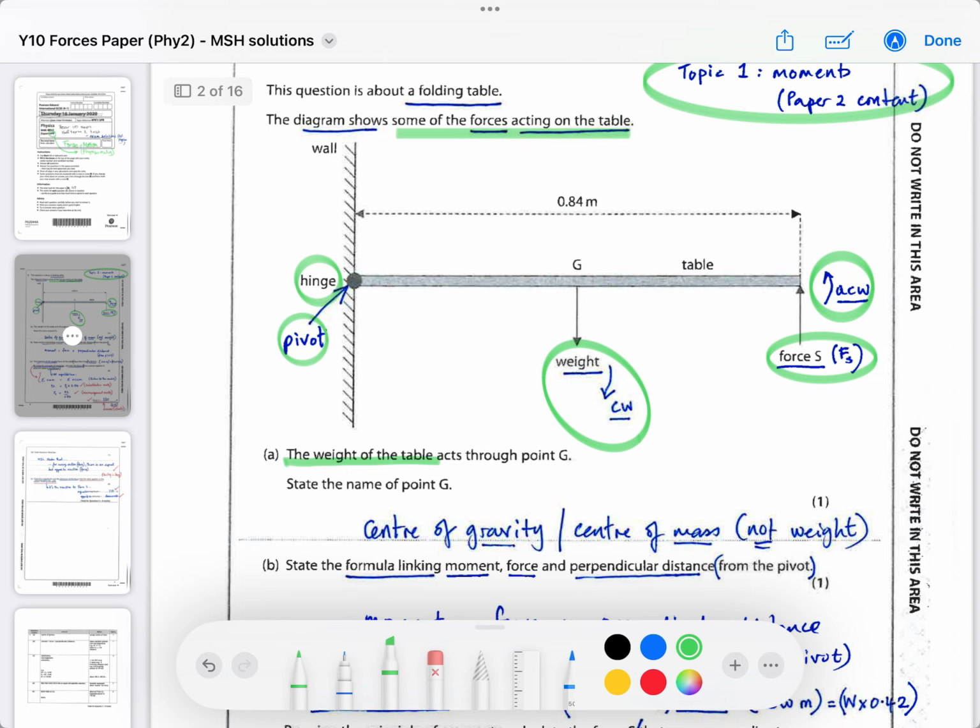The weight of the table acts through the point G. What is the name that we give to point G? Yeah, the weight of the table is halfway along the length of the table. That means it's the center of its mass or the center of its gravity. Okay, so center of mass or center of gravity are acceptable terms, but you can't say center of the weight. All right, so the table must be a uniform thickness, uniform density table if the center of the mass is halfway along the length, which it appears to be.